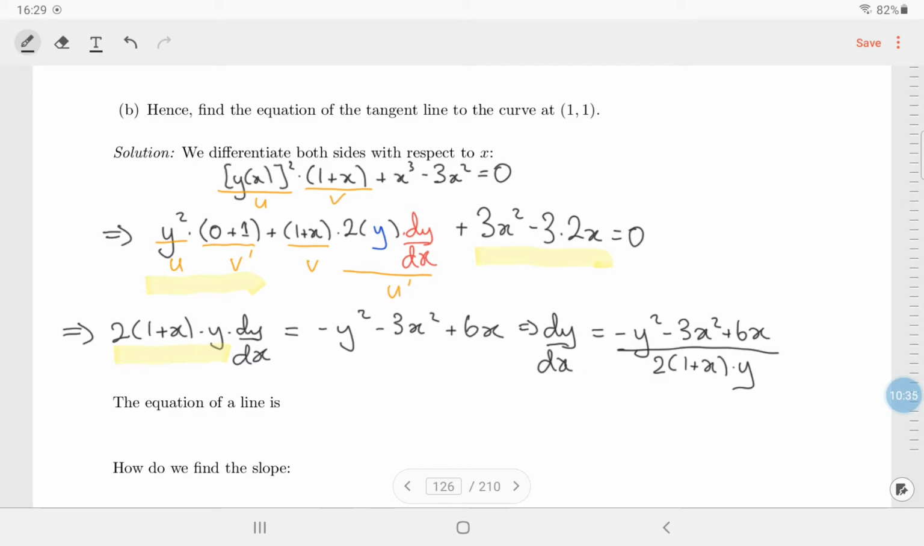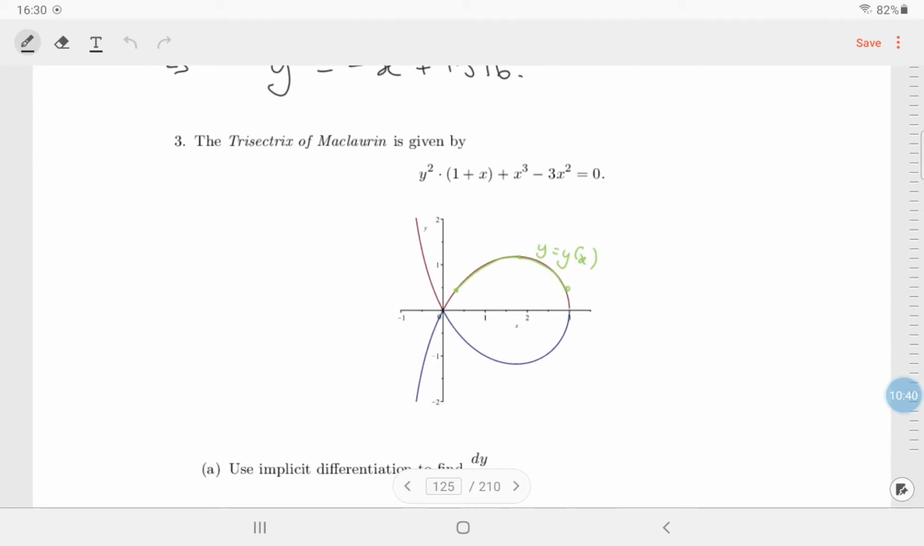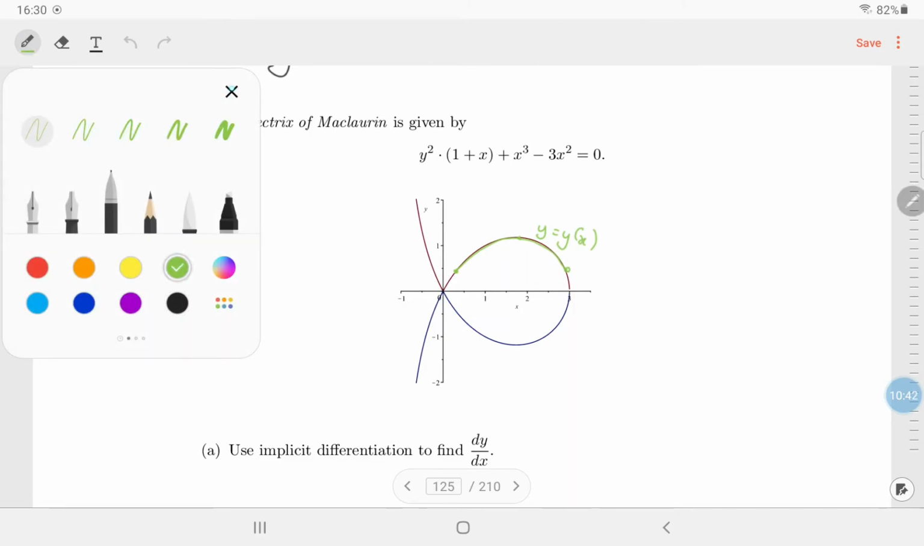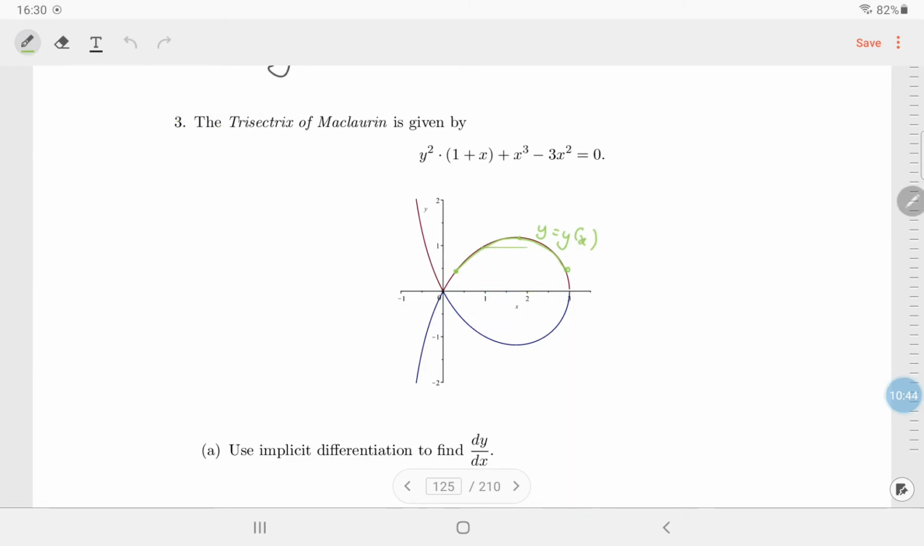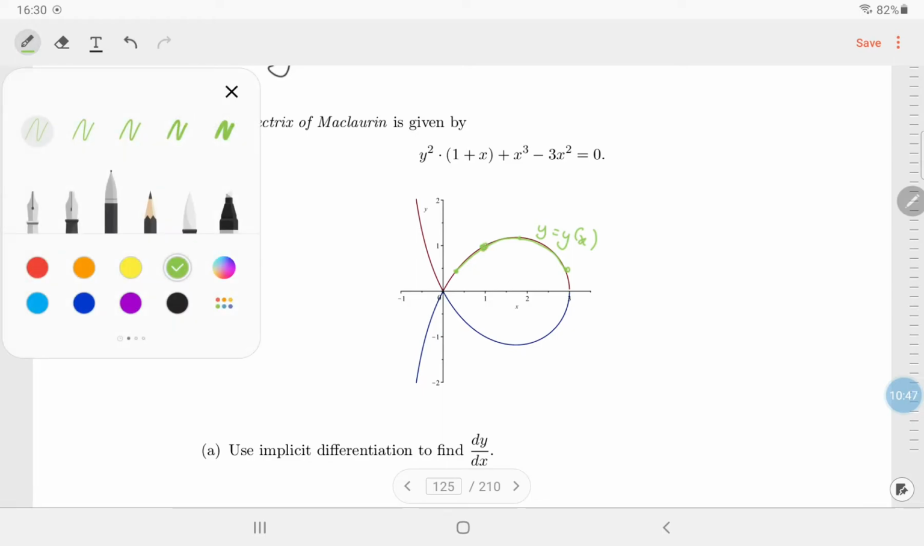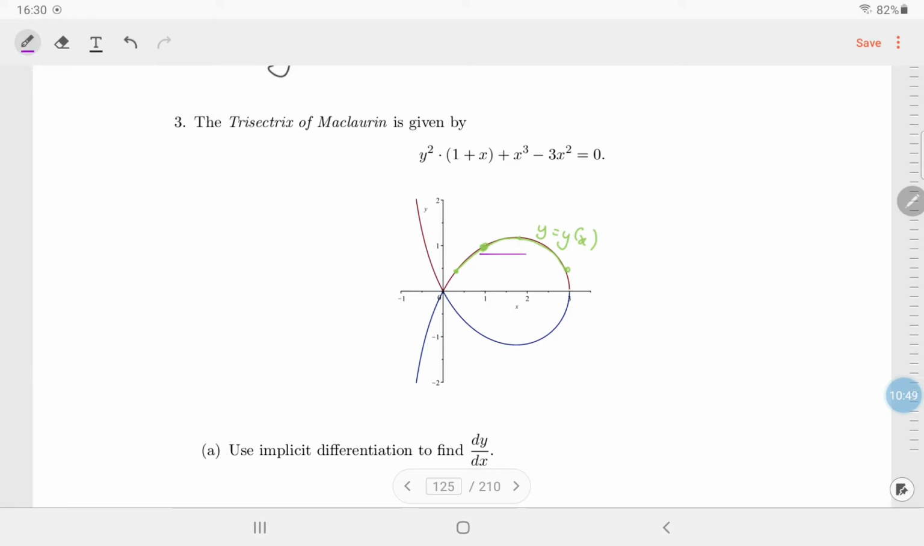And then they're interested in the equation of the tangent line at 1, 1. So again, if we have a picture, we should use it. You won't necessarily be given a picture, but it's good if there is one. So that's the point here. And so the tangent looks something like that. So the m is going to be positive, and the c is probably between 0 and 0.5. See where it's cutting?